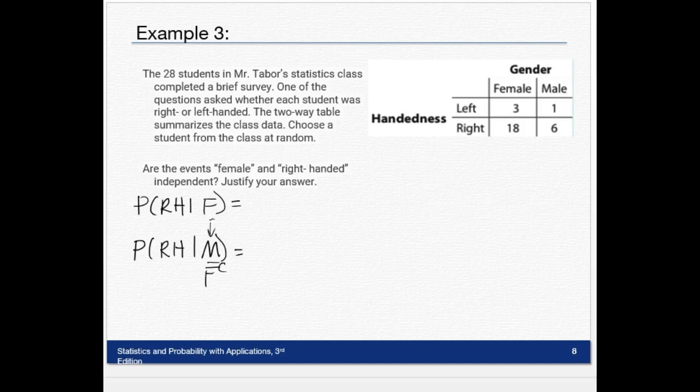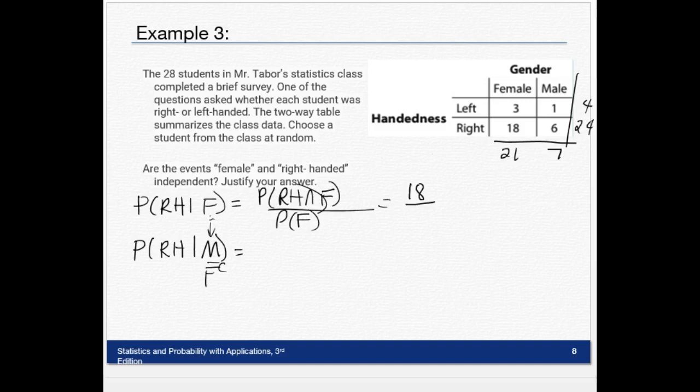So using my table here, I can easily find that. So given female, I need some totals, so I'm just going to add these up. 21, 7, 4, 4. Okay? So right-handed and female goes on top, right? And then probability female. Okay. So right-handed and female, that is 18. Probability of being female was 21, right? Okay. Well, that gives me a 0.857.